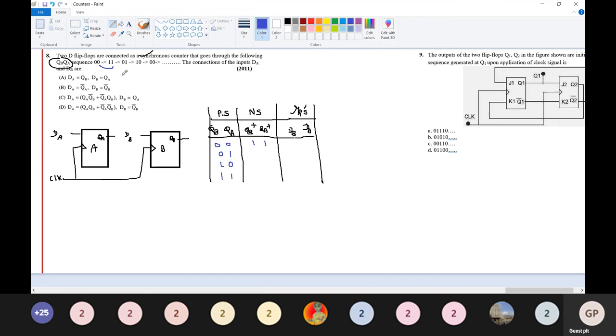After 01, it is 10. And after 10, it is 00. After 11, it is 01. Now, as we know, D is equal to Qn plus 1, so we'll be writing the values as it is: 11, 10, 00, and 01.